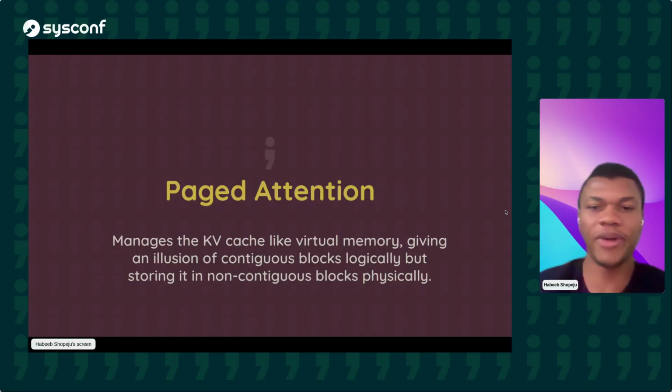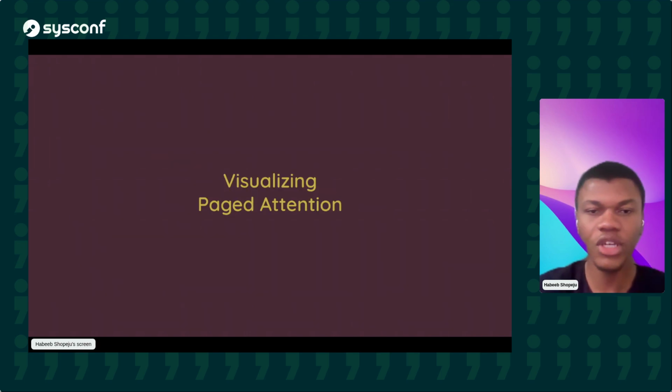So the fix here would be PagedAttention, where PagedAttention treats the KV cache like virtual memory. It essentially gives an illusion that you have contiguous blocks logically, but behind the scenes, it's storing things in a non-contiguous manner on actual memory. So this makes life easy for the tensor processing libraries because they're actually seeing contiguous memory in the blocks they are being presented. But behind the scenes, that's not exactly the case. So what do I mean by PagedAttention?